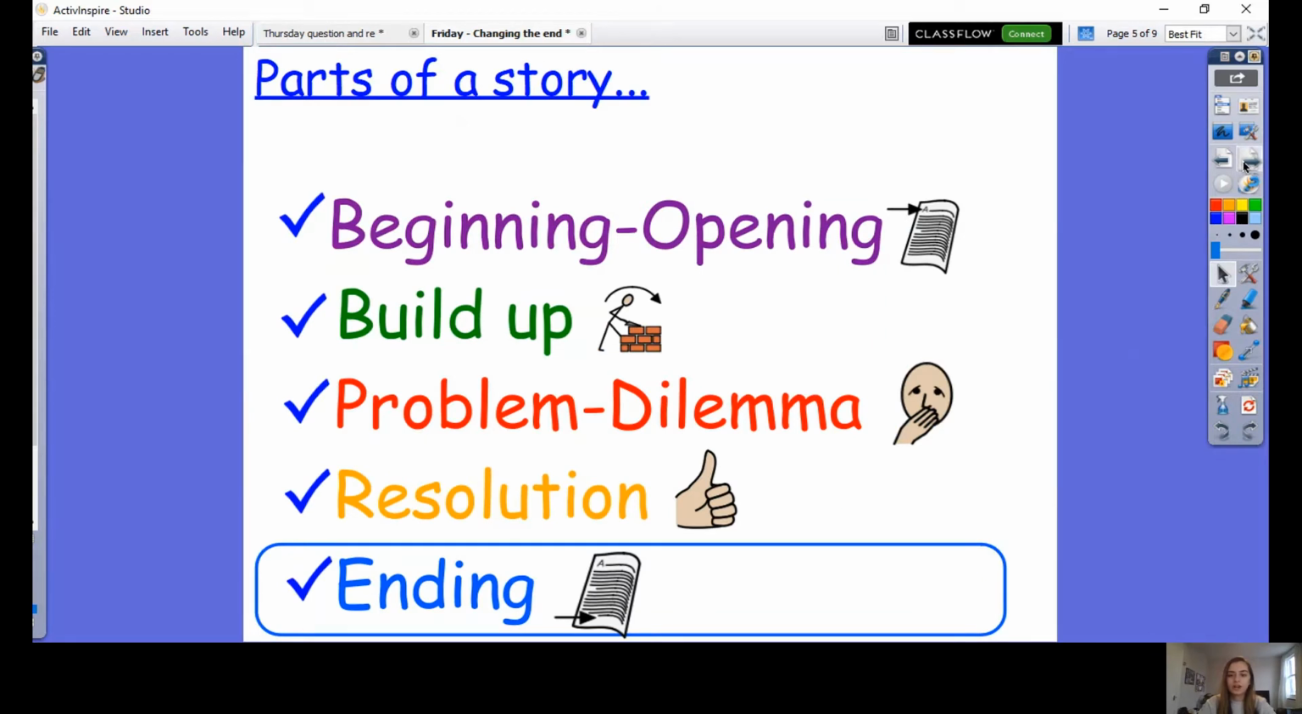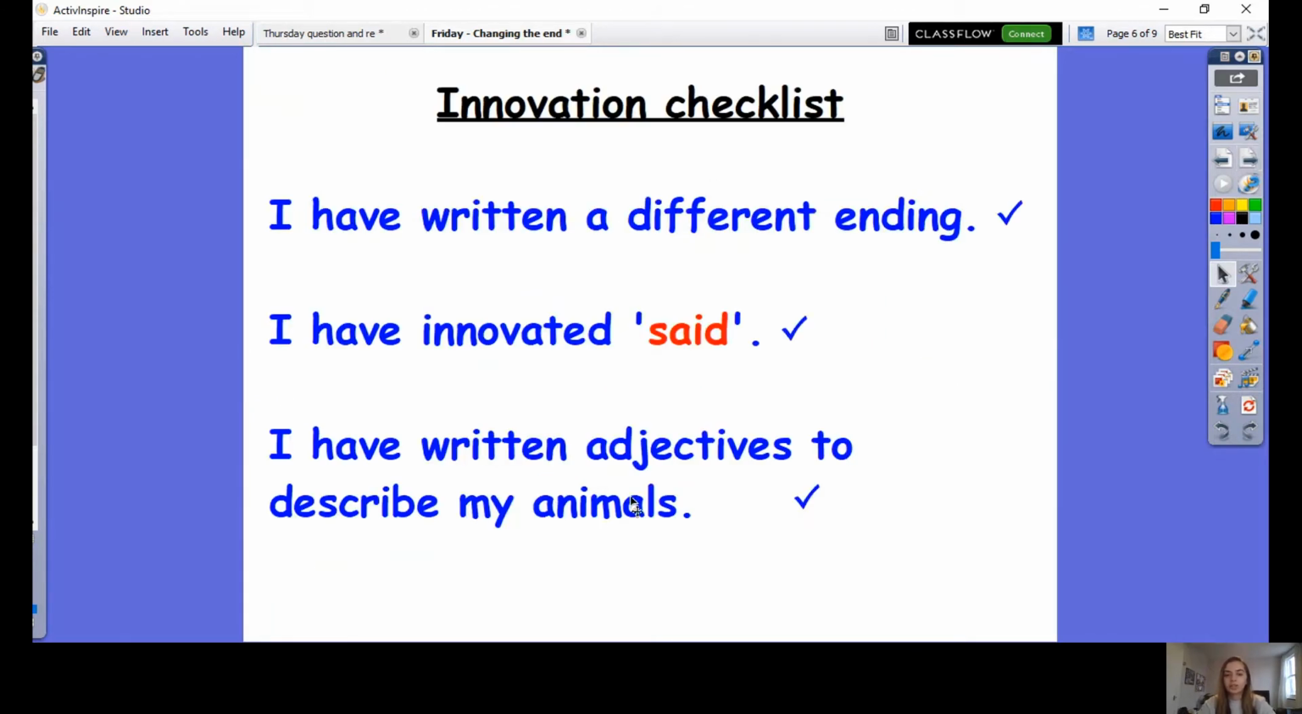Now that you're ready to write the ending, you need to make sure you have done these 3 things to innovate your story. You have written down a different ending. You have innovated the words said. Now you can use your list from the other day, or you can create a new list for said, because it's slightly different, because this time they're not being rude. They really want to eat that food. So maybe they begged, maybe they pleaded. So here I'm going to show you some examples of other words for said that I wrote down.